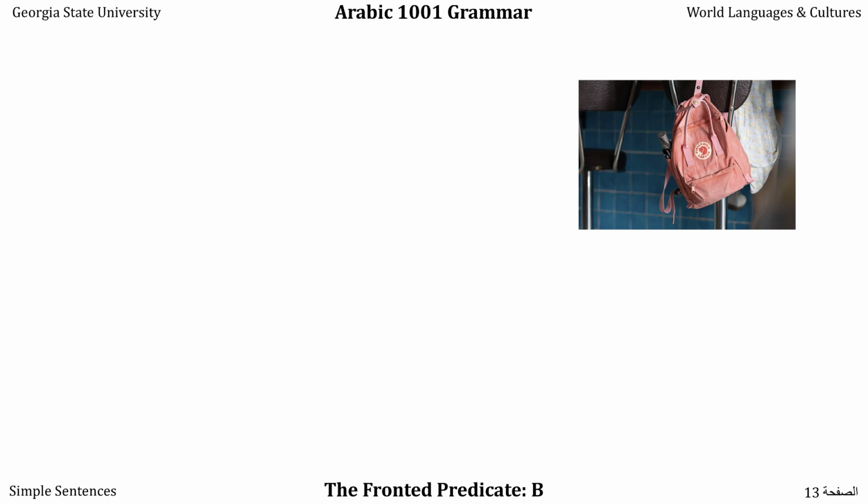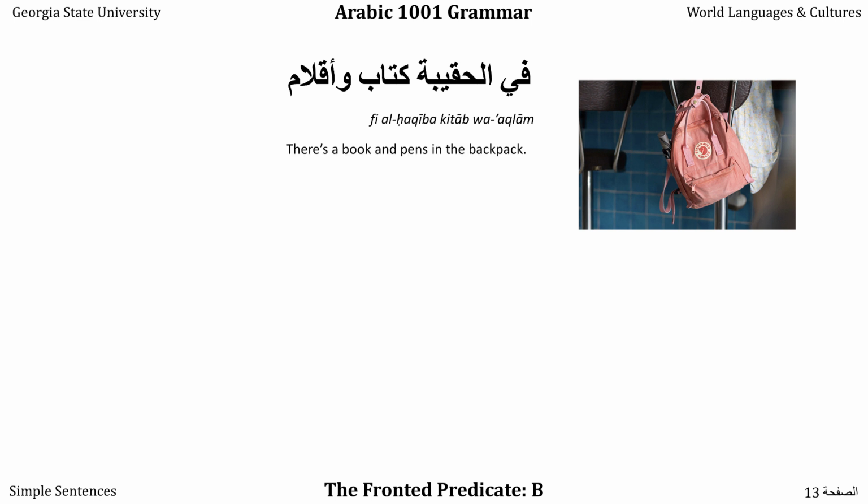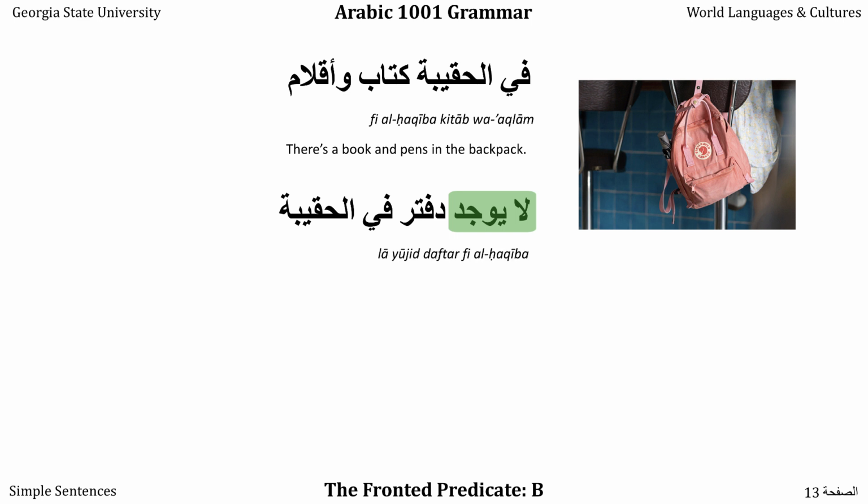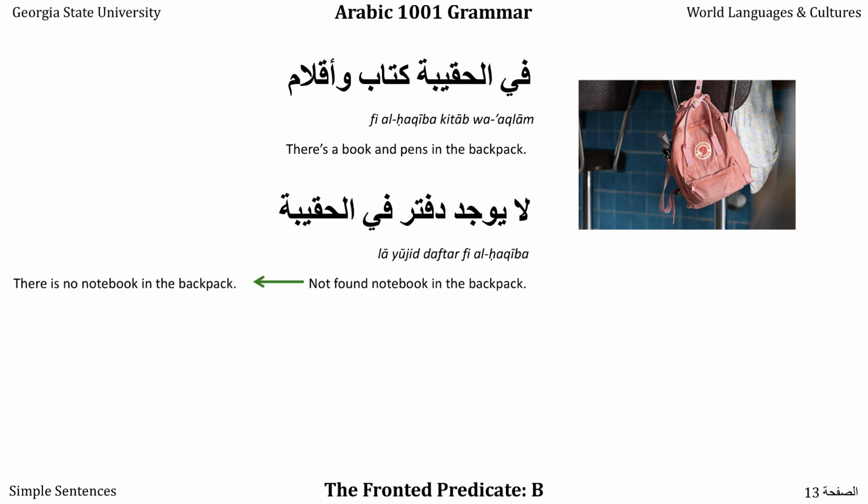Here is our backpack. We can say fil haqiba kitab wa aqlam, in the backpack book and pens, or rather there's a book and pens in the backpack. Now let's learn a new word, really a new two-word phrase. La yujid. La yujid means is not found. So, la yujid daftar fil haqiba, we mean not found notebook in the backpack, or in better English, there is no notebook in the backpack.